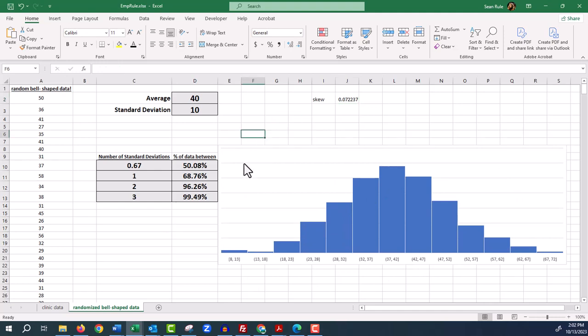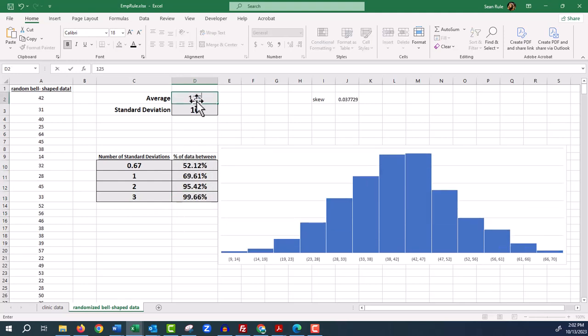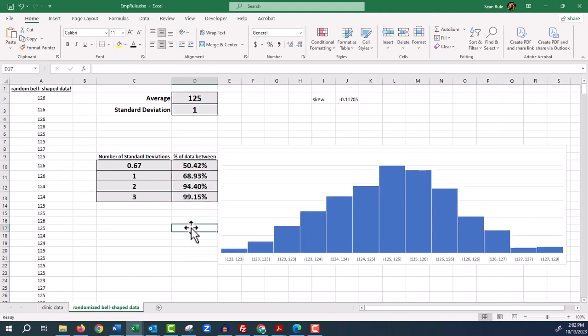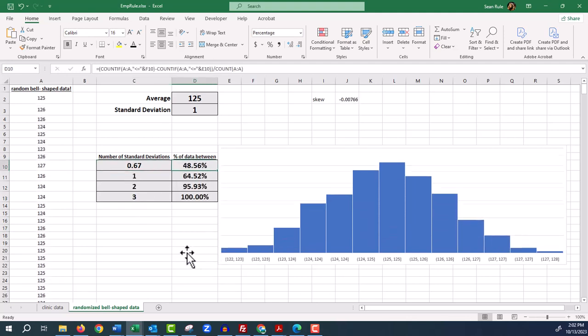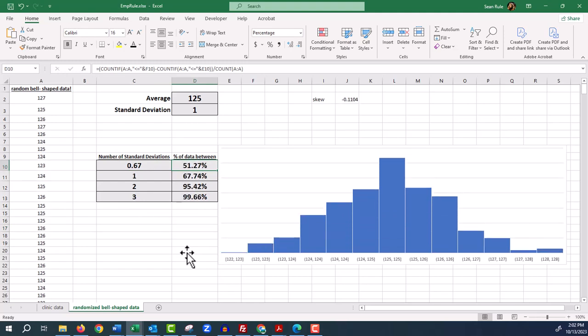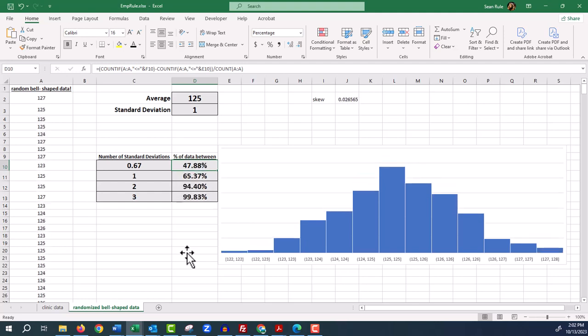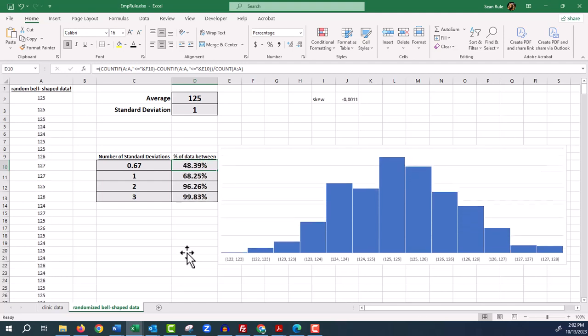So what I'm really interested in are these percentages down here. And you'll notice that as I regenerate, with different averages and different standard deviations, this is keeping track of the percentages. Within 2/3 of a standard deviation, which is this 0.67, notice these numbers are bopping around, some just below and some just above 50%. Within 2/3 of a standard deviation is almost exactly 50% of the data.